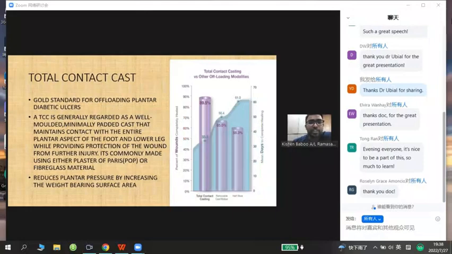The gold standard is the total contact cast. It's a well-molded, minimally padded cast that maintains contact with the entire plantar aspect of the foot and lower leg while also providing protection to the wound from further injury. Usually plaster of Paris is used, or fiberglass, which is lighter. It reduces the plantar pressure by increasing the weight-bearing surface area.